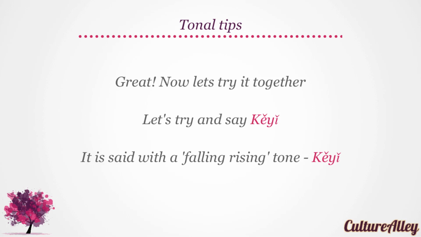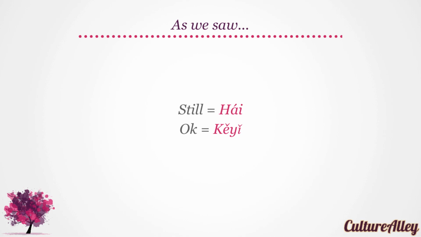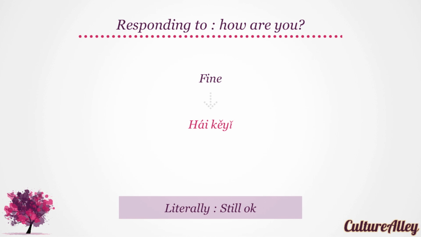Note that 可以 is spoken in the second and third tone when together, keeping the two third tone rule in mind, which was that whenever there are two third tones in a row, the first third tone becomes a second tone. As we saw, still translates to 还, and okay translates to 可以. Thus, fine translates to 还可以, which literally means still okay.